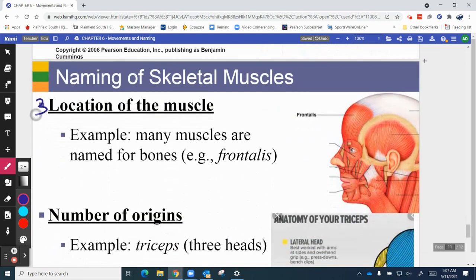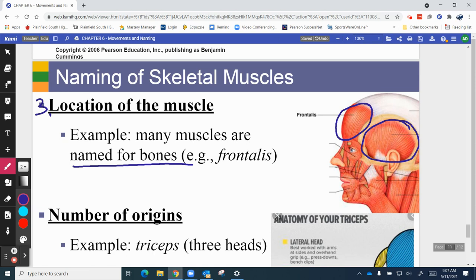Location is another one that we sometimes use for naming. A lot of times with location, we're actually using the name of the bone that it attaches to. So you can see this one here is the frontalis. It sits over the top of the frontal bone. This one here is the temporalis. It sits over the top of the temporal bone.